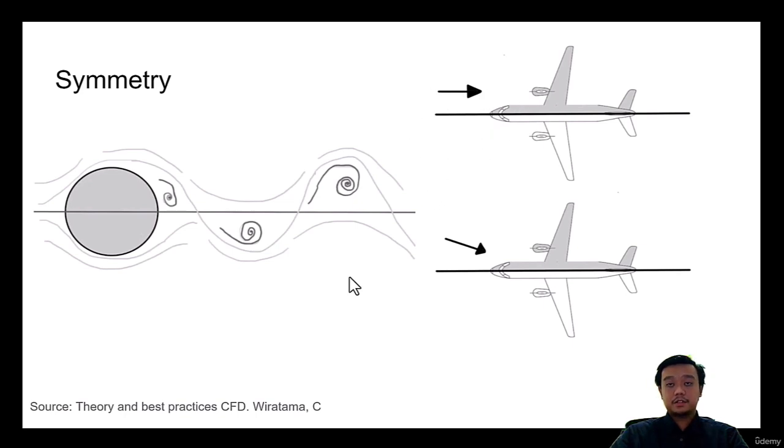But always remember that if you have a side slip angle like this, you cannot use this method. Or if you have a non-symmetrical flow like this vortex shedding, of course you cannot use the symmetry. And in OpenFOAM we also have a symmetry boundary condition. This is basically just zero velocity normal to the plane and zero gradient for the pressure.